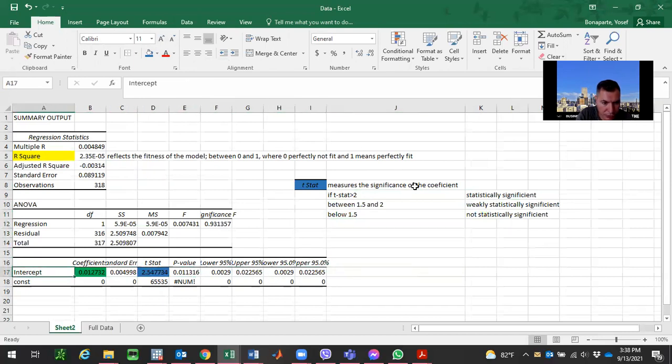And this is the coefficient, the intercept. Basically, this is the alpha J, and it's a coefficient. This is the coefficient, alpha J.